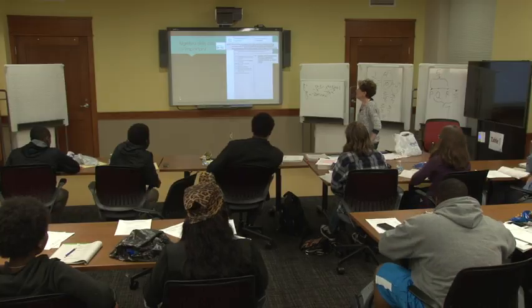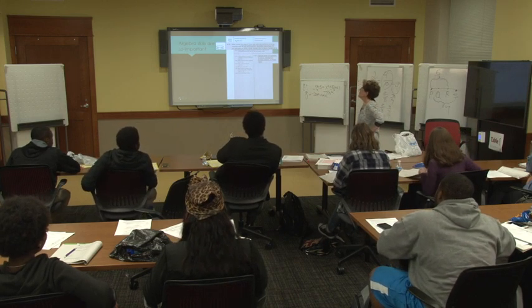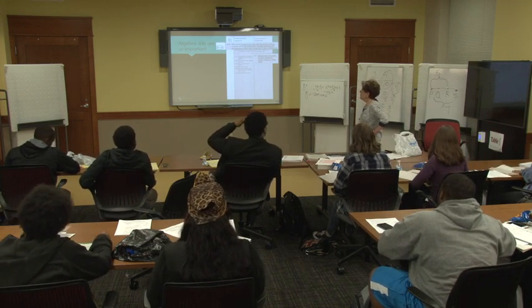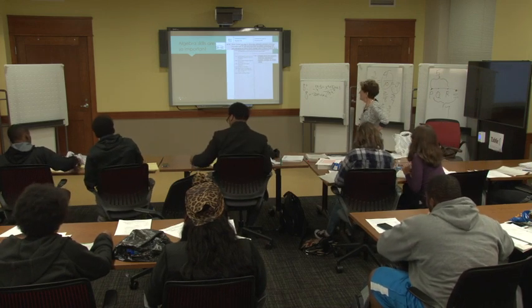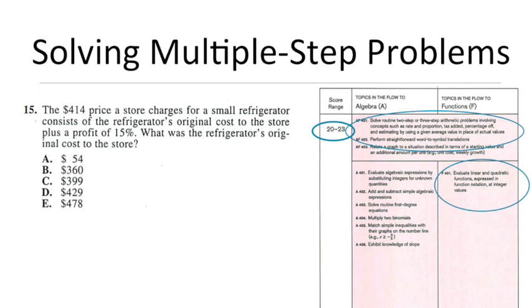Yeah. Two-step or three-step arithmetic problems. So let's see what the problem is. There it is, number 15. Volunteer to read it. Read it for us. Price of storage charges for a small refrigerator consists of the refrigerator's original cost to the store plus a profit of 15%. What was the refrigerator's original cost to the store?